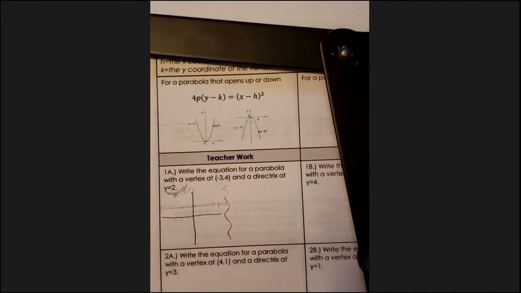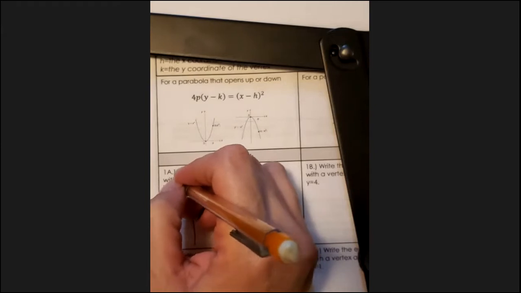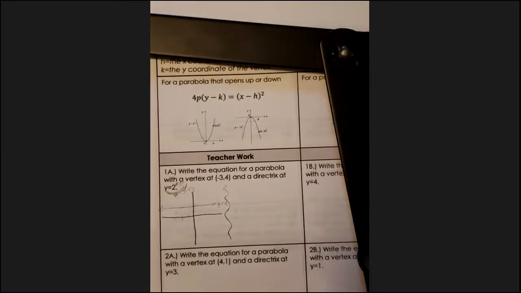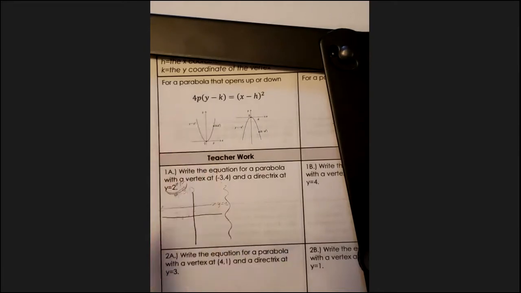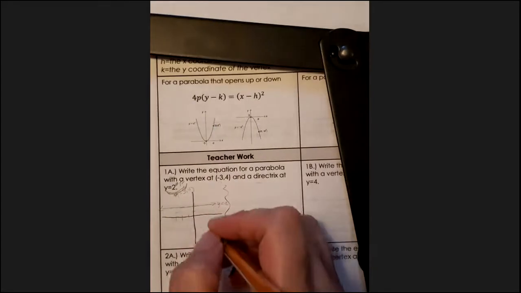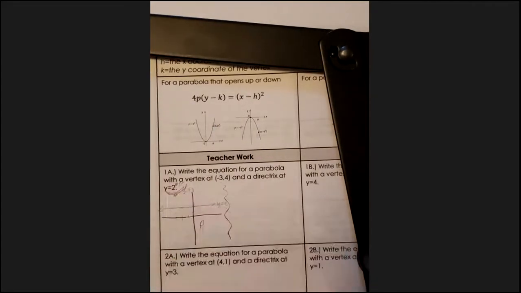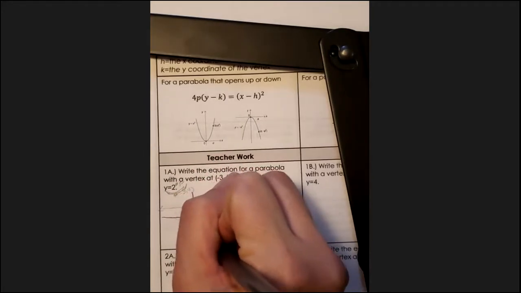The parabola is always going to open away from the directrix. The directrix is outside of the parabola. The focus is inside the parabola. So the focus would be up here somewhere. We'll label that F. If you look at your formulas here, you need a couple of pieces of information to be able to write an equation. So the first thing we need is P, and then we need H and K. So that's the first thing I'm going to establish: P equals, H equals, and K equals.